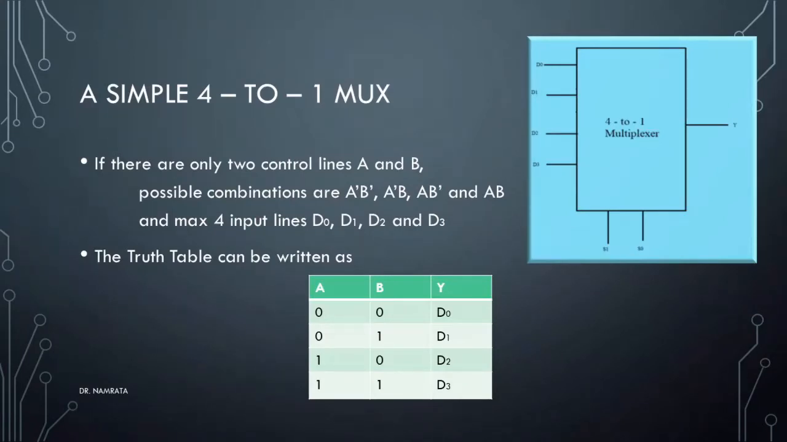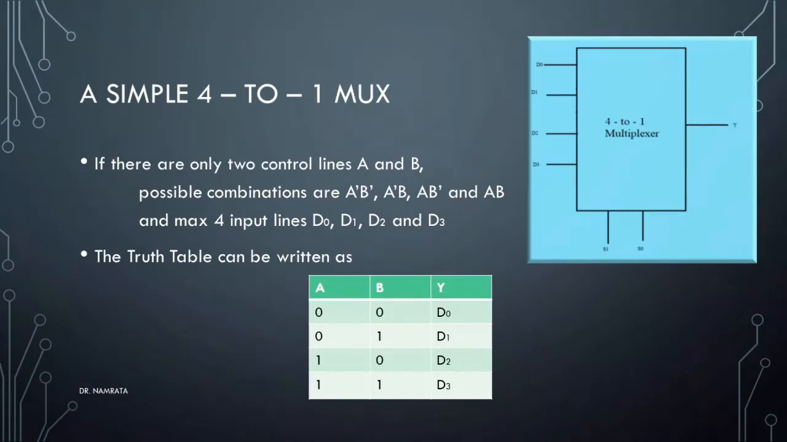Here there are two control lines A and B, then the possible combination of values are A bar B bar or A prime B prime, A bar B or A prime B, A B bar or A B prime and AB. Hence the truth table of this multiplexer can be written as shown.